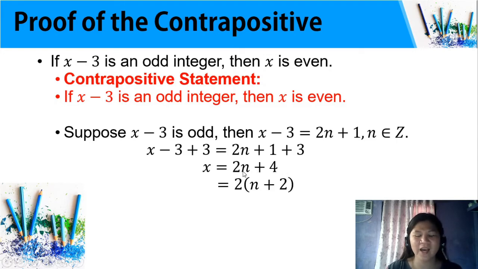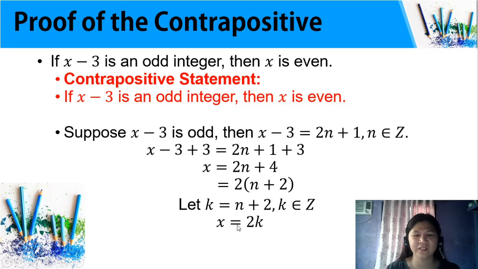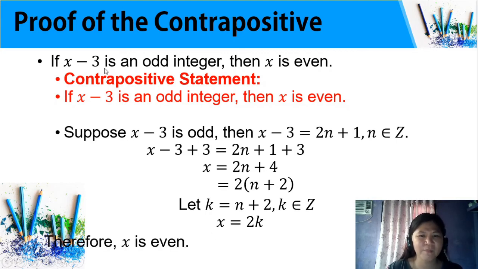And then we have to factor out 2 to determine whether x is even or odd. Getting the common monomial of this binomial, we have 2 times n plus 2. Then we let k be equal to n plus 2, where k is an element of the integers, such that we have x is equal to 2k. So it means that x is even. Therefore, the above statement is proven to be true using the proof of the contrapositive.